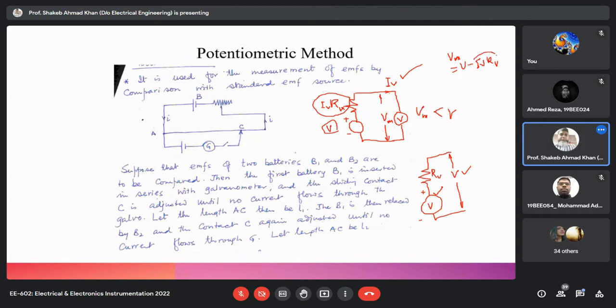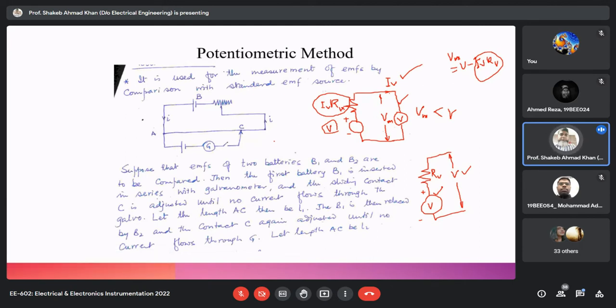So this problem can be taken care of if your voltage measurement circuit is not drawing current, not loading the source. This is what happens in the potentiometric method, because it is a null method. So at null, you are not drawing any current from the source.